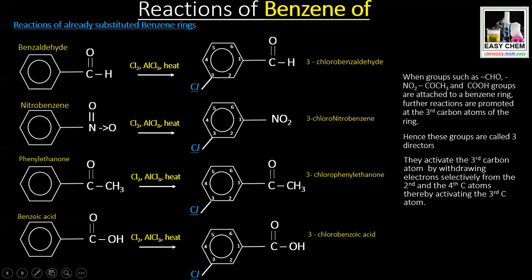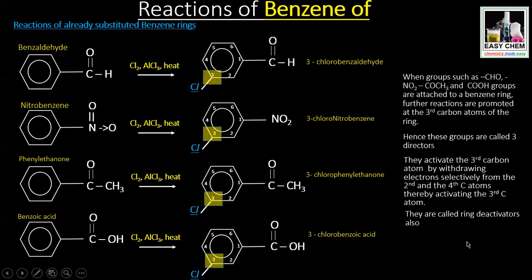Do you get it? These molecules are going to pull electrons away from the second and fourth carbon atoms. So electrophiles cannot go to the second and fourth carbon atoms. So the only possibility is they can go to the third carbon atom. That's the difference between these reactions and the reactions we discussed earlier.